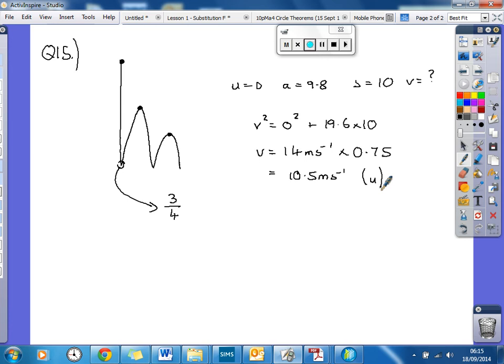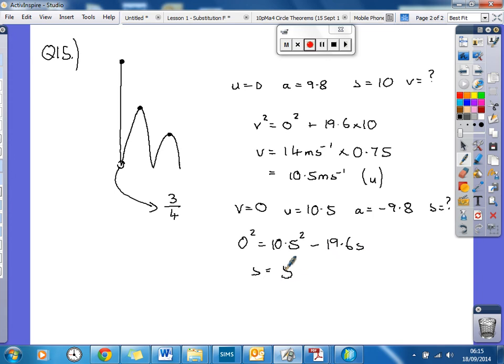So we're trying to find now, the question asks us for the greatest height. Well, we know the greatest height occurs when v is equal to 0. We've got u is equal to 10.5. Now this time the acceleration is equal to minus 9.8. It's going in the opposite direction. We are trying to find s. It's exactly the same formula. So we've got 0 squared, nothing squared, is equal to 10.5 squared minus 19.6s. Solve that and we get 5.6 metres.